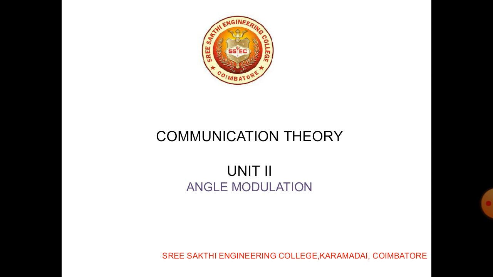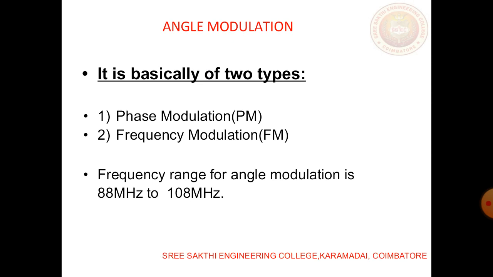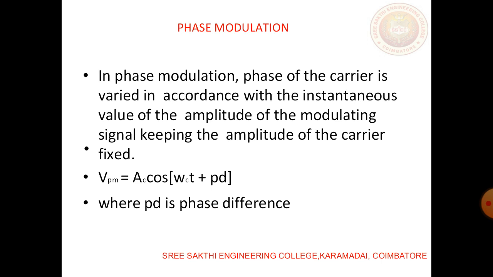So regarding angle modulation, you have two different types: frequency modulation and phase modulation. The frequency range of this angle modulation is from 88 MHz to 108 MHz. First we will see phase modulation.